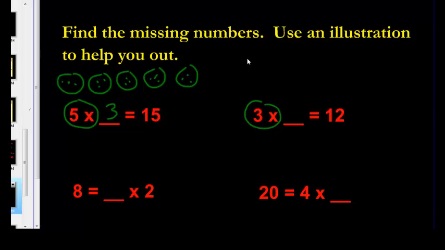3 groups of something. So I have 3 groups of something makes 12. Well, again, if I put 1 dot in each one, does that make 12? Of course not. Put 2 dots. That's not 12.